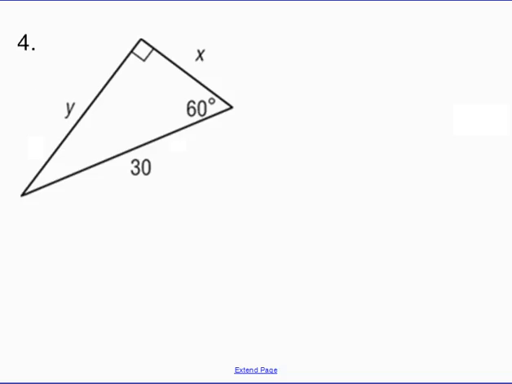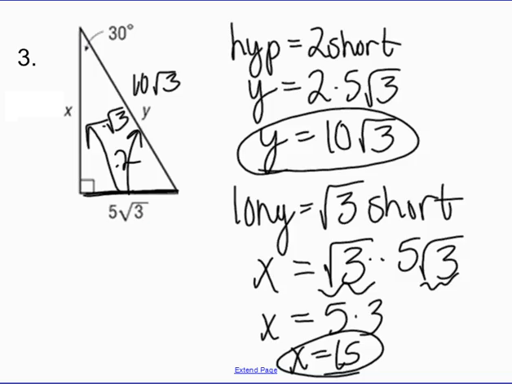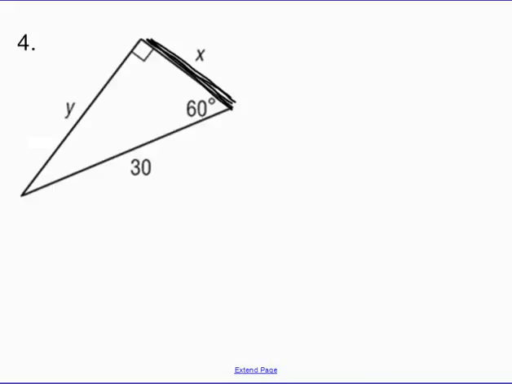Number 4, I'm starting with the hypotenuse. I want to get my short leg. Once I have my short leg, I can figure that out. You look at that last example, I multiplied by 2 to get the hypotenuse. Here I'm starting with the hypotenuse, so to get the short leg, I need to now divide by 2.